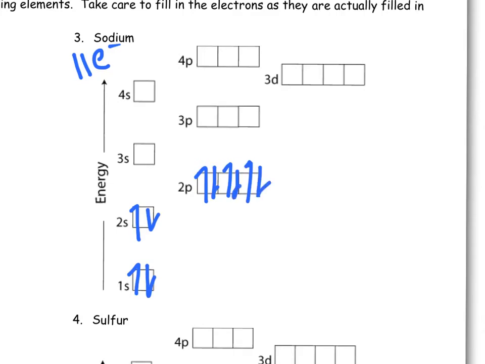2, 4, 6, 8, 10. Last electron goes in the 3s. Oh, and I get the question all the time, what if I drew that as a downspin? Is that wrong? No. As long as you don't have 2 electrons spinning the same way, technically it doesn't matter. I could have drawn the 1 electron like that. Generally, you see people doing the up arrow first for whatever reason.